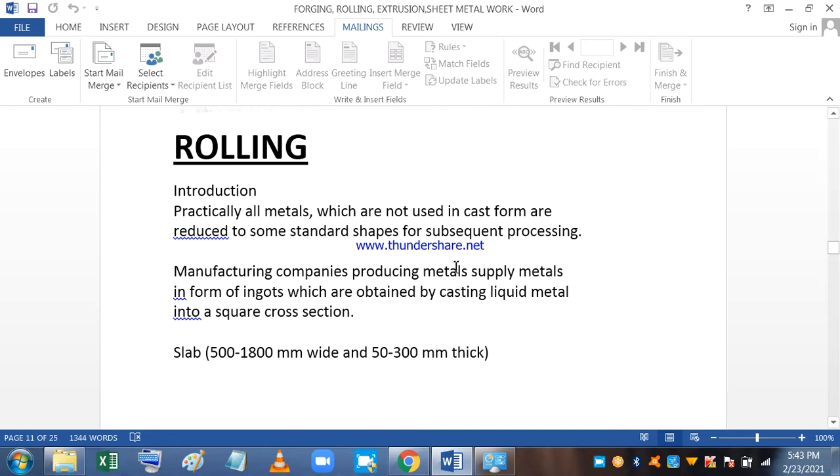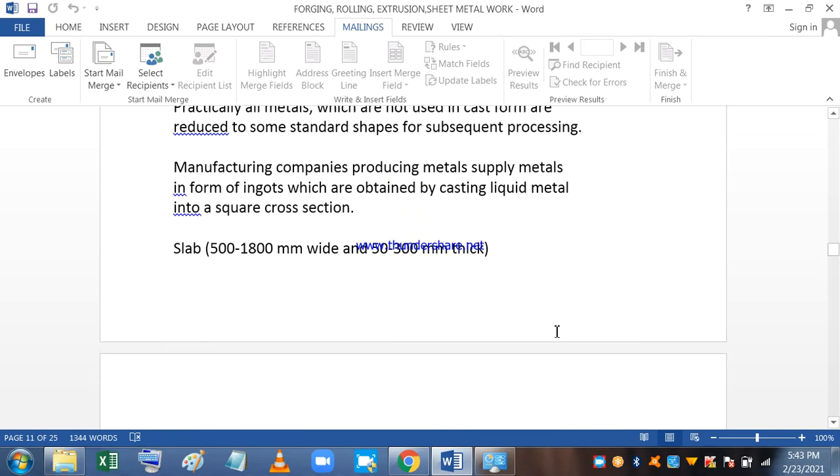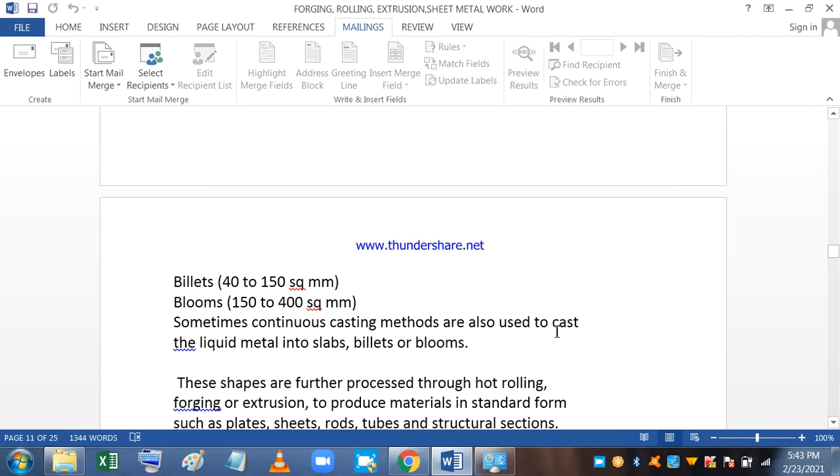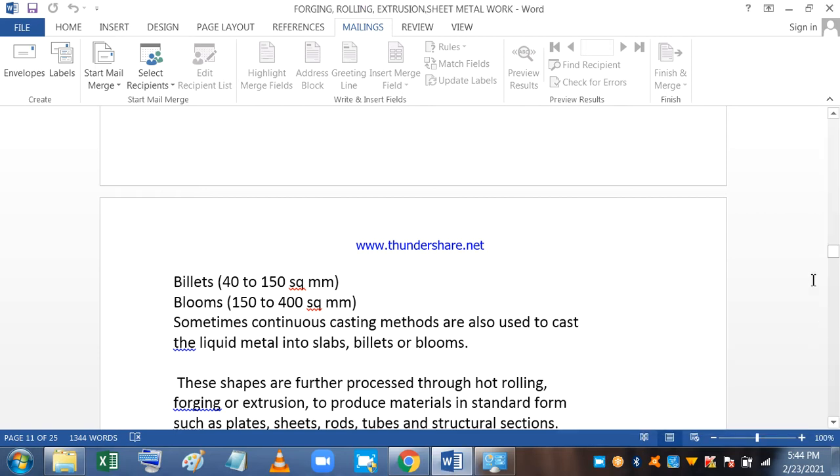They are called slab, which is actually 500 to 1800 millimeter wide and 50 to 300 millimeter thick. Then we have billets, which has got a cross-sectional area of 40 to 150 square millimeter and length as per requirement. And then blooms, which are larger ones, which has got 150 to 400 square millimeter cross-section. Sometimes continuous casting methods are also used to cast the liquid metal into slabs, billets or blooms.